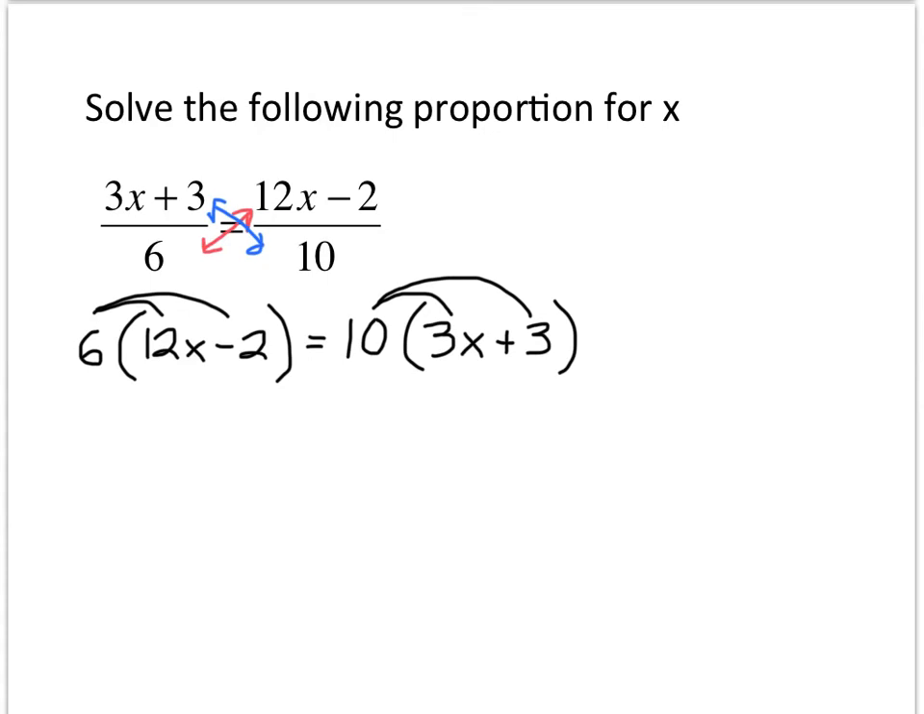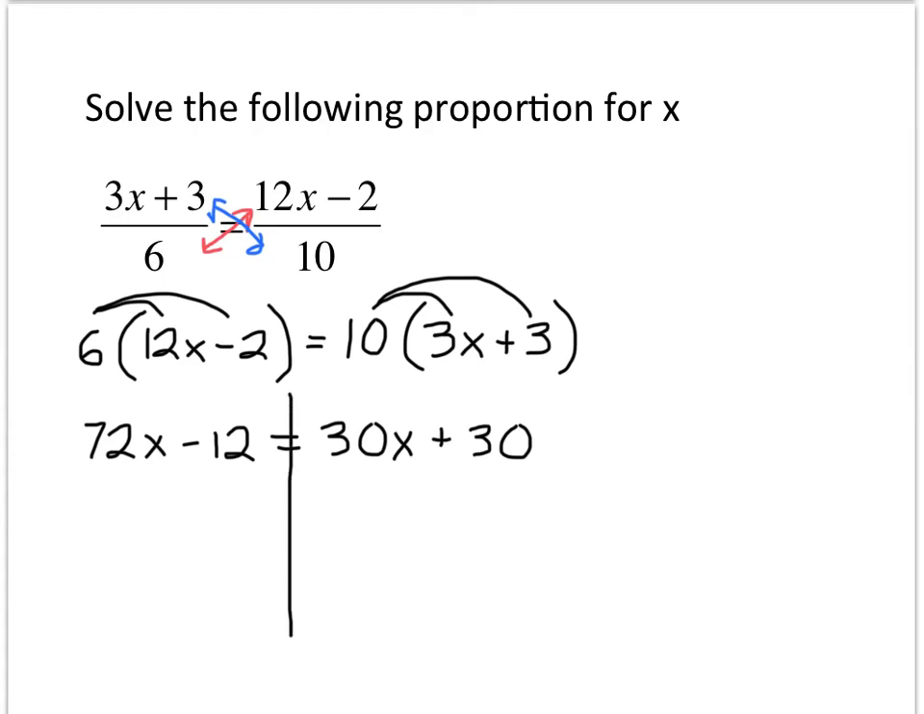6 times 12x is a 72x. 6 times negative 2 is minus 12, equal to 10 times 3x is 30x, and 10 times 3 is 30. So I need to combine some like terms here, and the problem is that my like terms are on opposite sides of the equation. I have 72x and I have 30x that are like terms, but they're on the wrong side. So I'm going to bring the 30x over by applying the inverse of a positive 30x, which is a negative 30x to both sides.